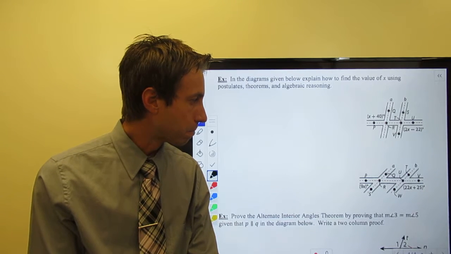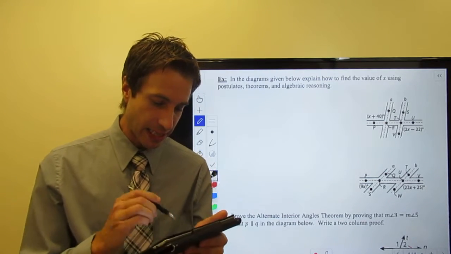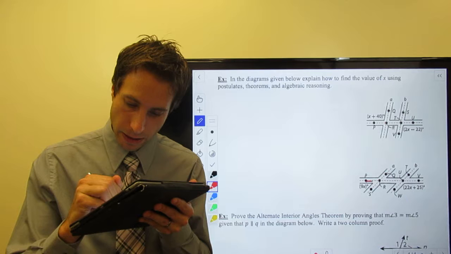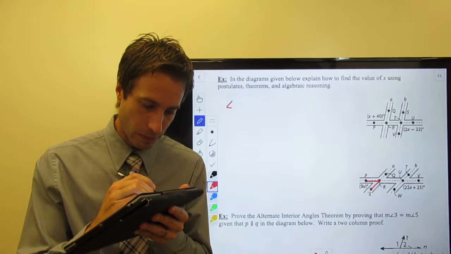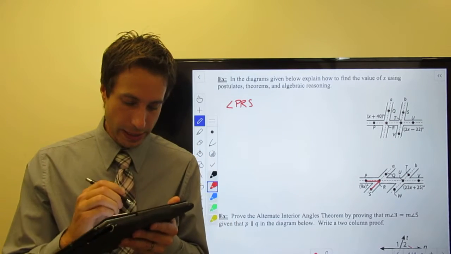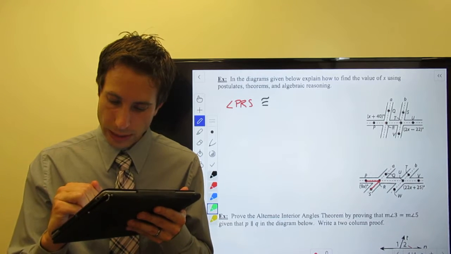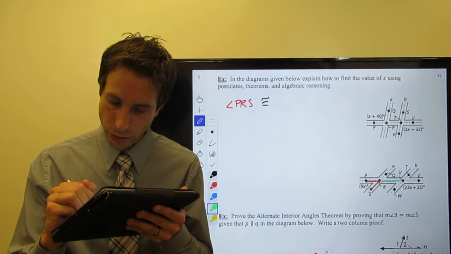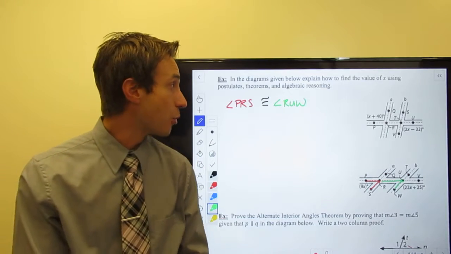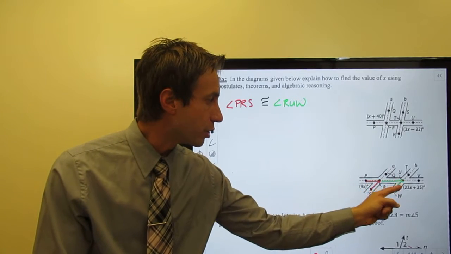Well, let's see here. How about we do this? Here's what I kind of see right away off the bat. This angle right here, PRS. So angle PRS is congruent to which angle? Well, it's congruent to angle RUW. How do I know that PRS is congruent to RUW?